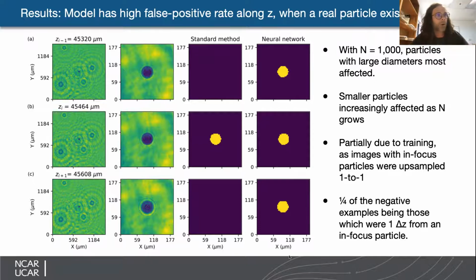We're over predicting the same particle along Z. And this is why we actually had to use the clustering in the first place, because this is the same particle and I want them all in the same cluster.